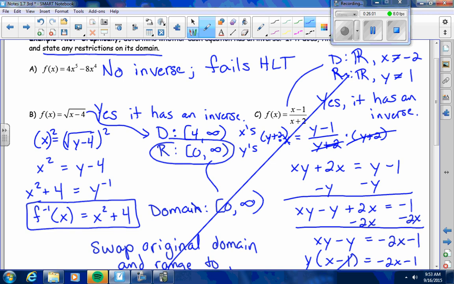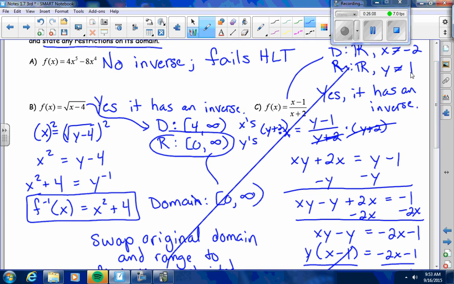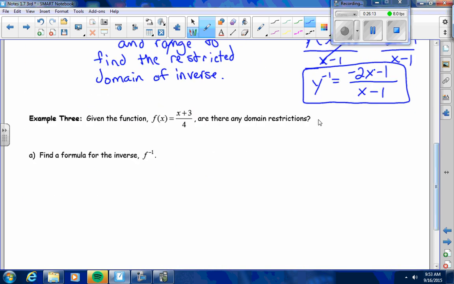So which one of those becomes the domain of the inverse? The range. So instead of that being y does not equal 1, on the inverse that becomes x does not equal 1. So the restricted domain is all reals, but x cannot equal 1. Now look at your inverse function. What's in the denominator? x minus 1. So what happens if x equaled 1? Zero in the denominator. That's exactly right. Okay. All right, questions?